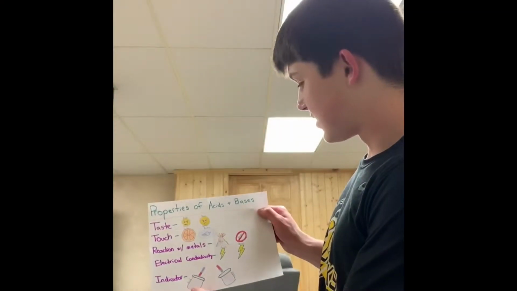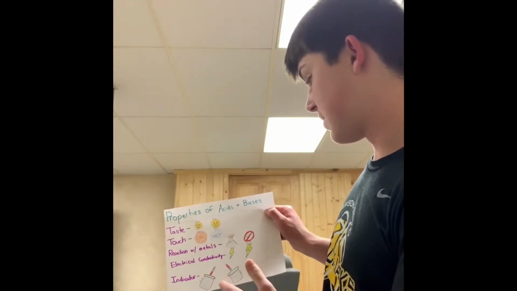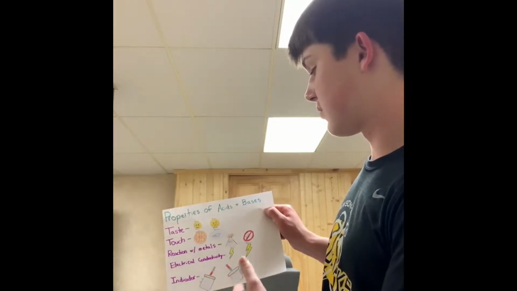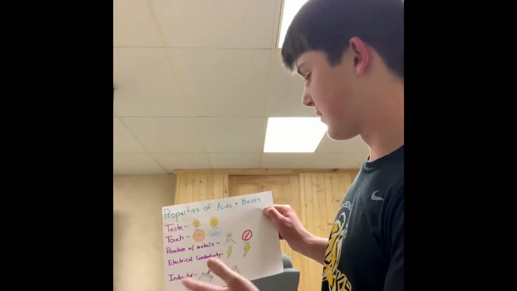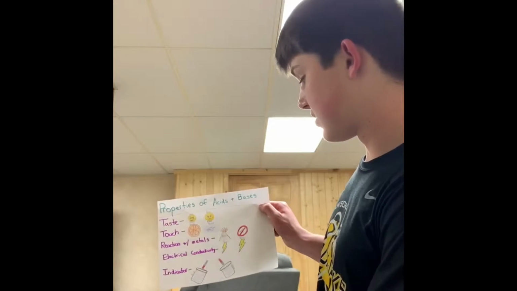Properties of acids and bases. The taste of an acid is sour. The taste of a base is bitter. The touch of an acid would be like an orange. It would hurt to cut, but it feels like water. The touch of a base is like soap.